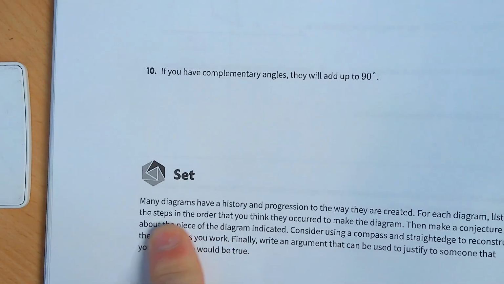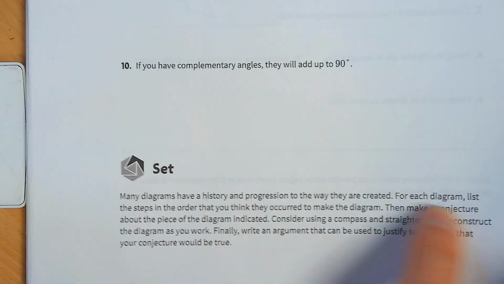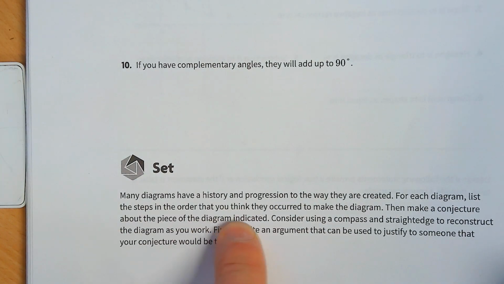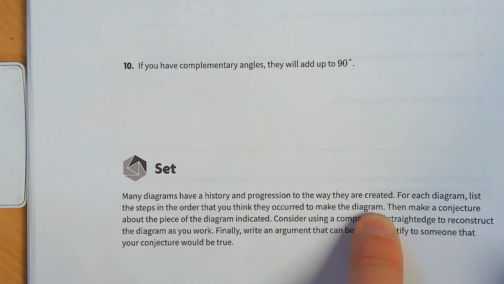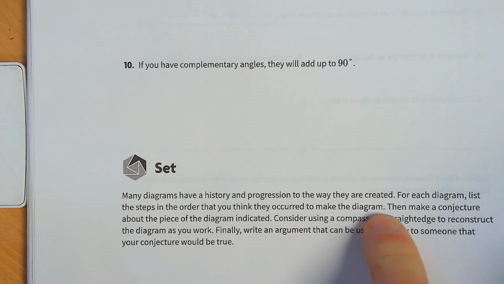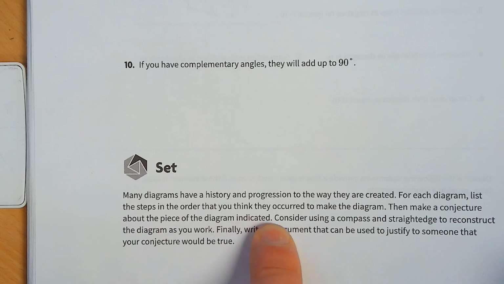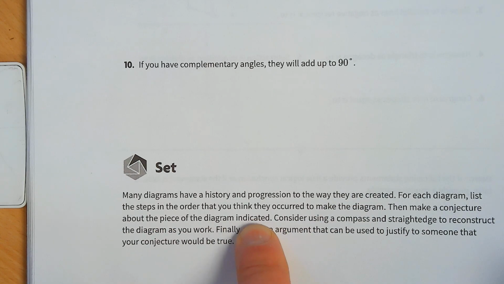Okay, and finally. Many diagrams have a history and progression to the way they are created. For each diagram, list the steps in the order that you think they occurred to make the diagram. If you don't know what we're talking about, go back and watch the lesson again. It's a 20-minute video, but it's a good one. Then make a conjecture about the piece of the diagram indicated. So they're going to indicate a piece. You make a conjecture about it, but after you list the steps.